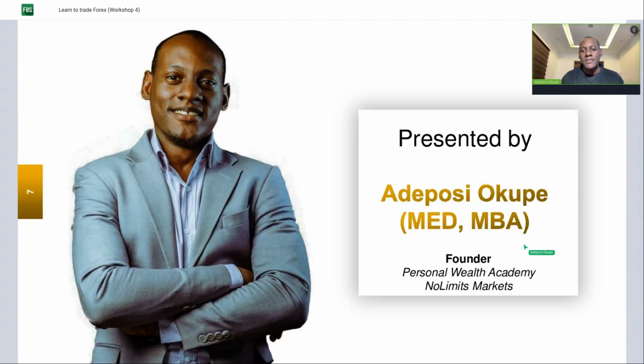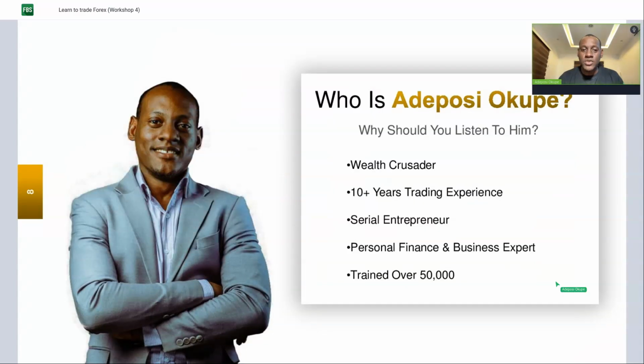All right. And as I said, I'm Adeposi Okupe. I'm the founder of the Personal Wealth Academy, and that's precisely what I teach people in that academy: how to collapse time frames and become financially independent in like 3 to 5 years. I'm also the founder of No Limits Markets, the platform that is presenting this training to you.